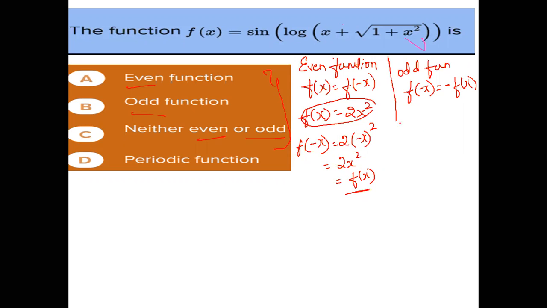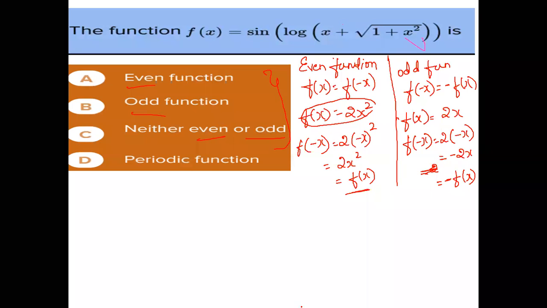Now what about odd function? For example, if you have f of x is equal to 2x, now replace x by minus x. F of minus x is equal to 2 into minus x, which is equal to minus 2x. So if I keep minus outside, what is 2x? 2x is nothing but f of x. So when you replace x by minus x, if you get minus of f of x, that is, f of minus x is equal to minus of f of x, then such functions we call odd functions.